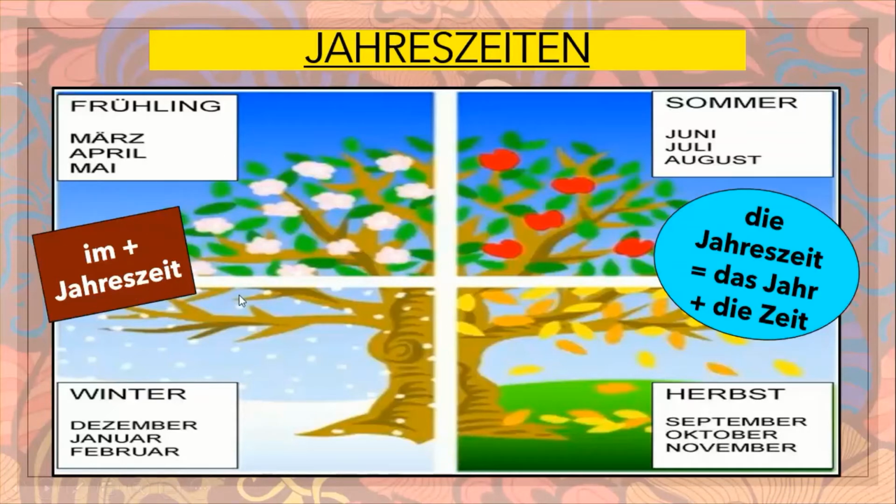And do note that before every season we will use im to mean in that season. And if you remember from my previous tutorial parts, I showed you that im is the short form of the German preposition in plus a definite article dem. So as we use im before months in the German language, we will use im before every season as well.